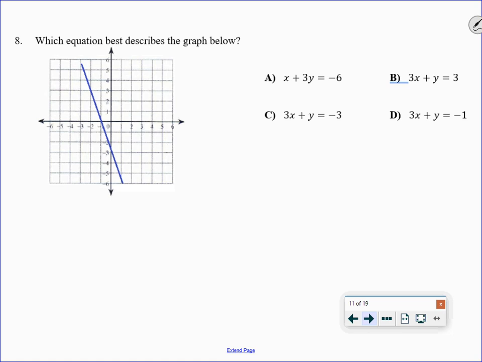Now, there's a couple different ways to attack number 8. You could plug in 0 for x and y and find the intercepts. You could bring it up on Desmos and look at what the x and y intercepts are. And I'll just show you how you do that real quick.